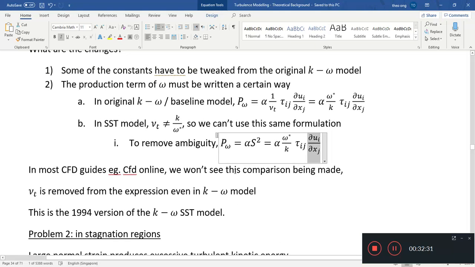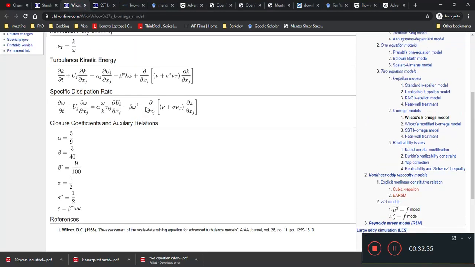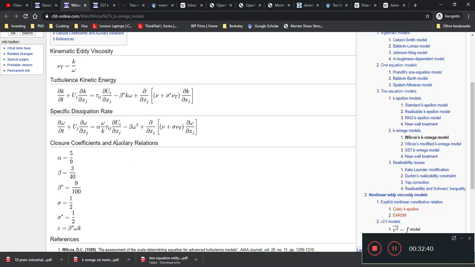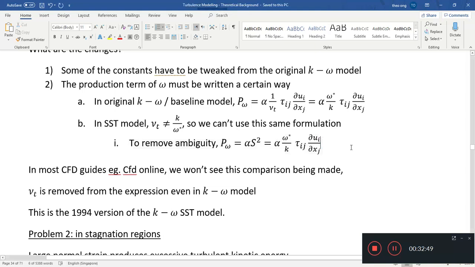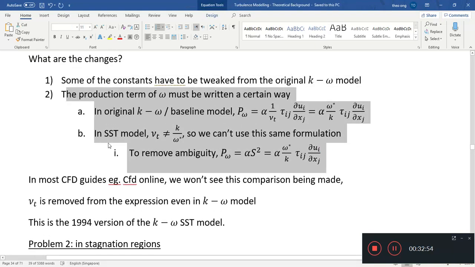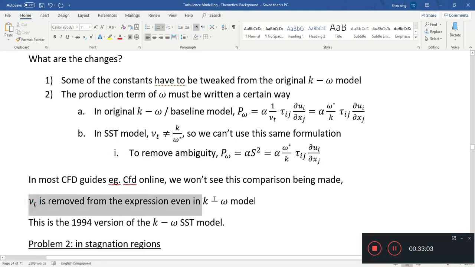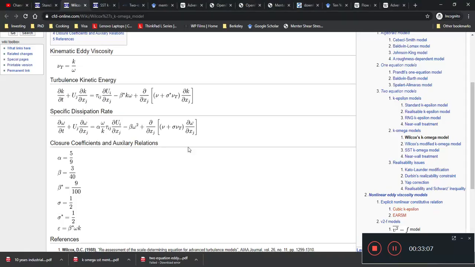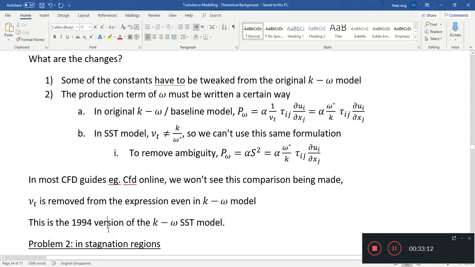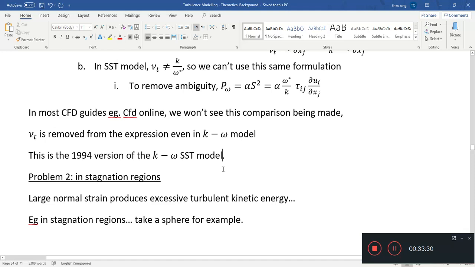In most CFD guides, we won't see this problem because you hardly ever put the turbulent viscosity here. It's just alpha omega over k, and I'm guessing they remove that nuance to avoid confusion. But this is one of the consequences we have to be aware of, and it is actually stated in Menter's 1994 paper. So nu t is removed from the expression in the K omega model, and that's taken care of. This is the 1994 version of the K Omega SST model. That completes most of what you need for K Omega SST, but there are other updates to the model, such as dealing with stagnation regions. There is another modification for that, and I'll elaborate on it in the next video.